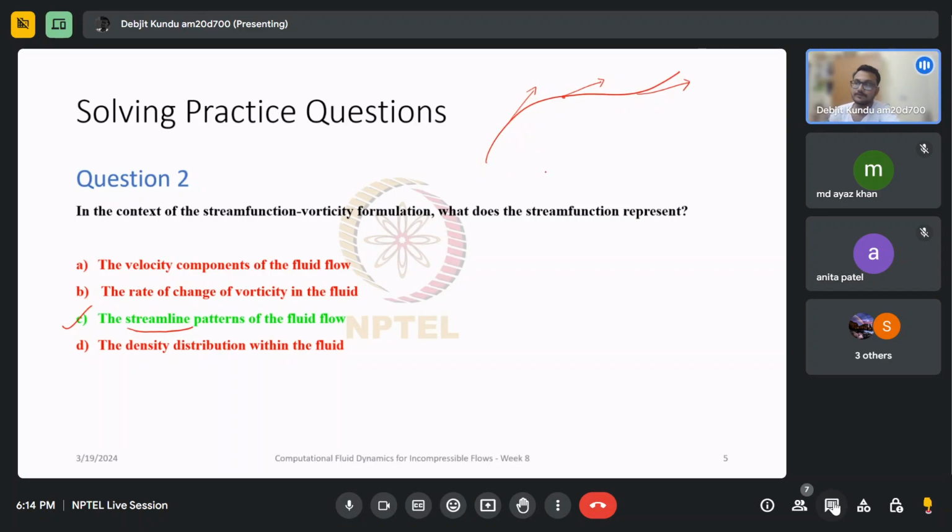So what happens is that, since at every point the flow velocity is tangent to it, there is no component of velocity perpendicular to it. It's entirely tangential to that. This does not exist, only along this. So if I draw multiple streamlines, there is no fluid which can cross these streamlines.